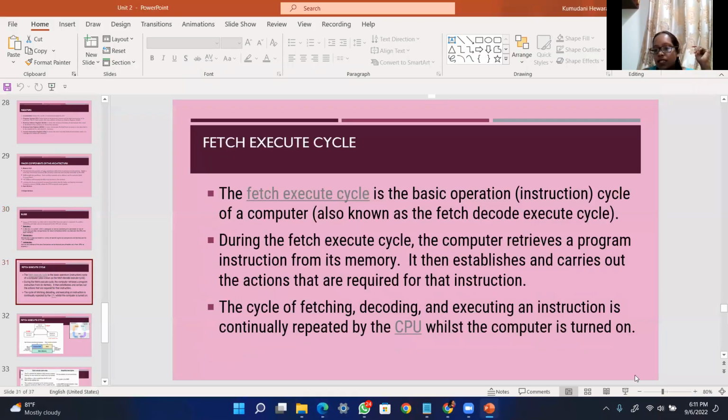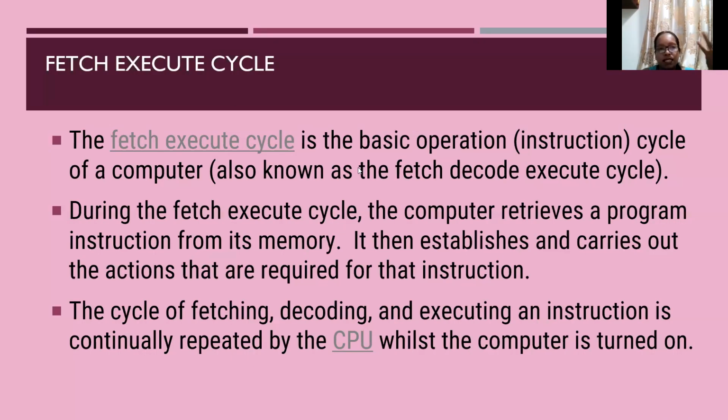Now, the fetch execute cycle is nothing but a description of the von Neumann architecture. Normally, where are the data and instructions stored? They are stored in RAM, or primary memory, right? And the CPU will fetch those data and instructions one by one, one at a time.